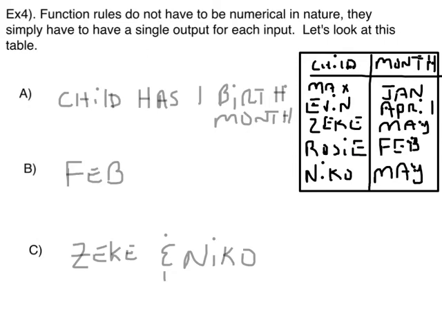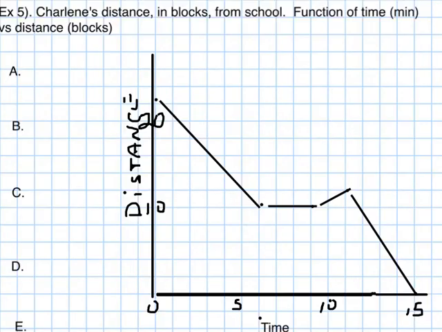We'll now move on to exercise 5. In exercise 5, basically, we're going to take a look at Charlene, who heads out from school on foot one spring day. Her distance from school is in blocks, and we'll have that along the vertical axis. That's our distance, versus the function of time, which is down below here in the bottom, and that's going to be in minutes. So we're going to take a look how far basically from school she is as she's walking.